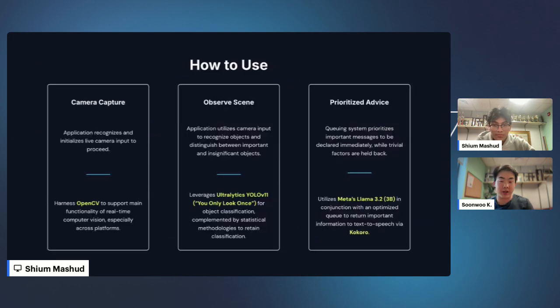So how our application actually works is that we have an initial camera capture where the application can recognize and initialize a live camera input and then proceed. This uses OpenCV to support its main functionality. We observe the scene, which uses Ultralytics YOLO V11 for object classification, and it can distinguish between important and insignificant objects, such as a moving car versus just a water bottle. And finally, we have prioritized advice, which is a queuing system that prioritizes the most important messages that should be declared to the user, while trivial factors are left behind.